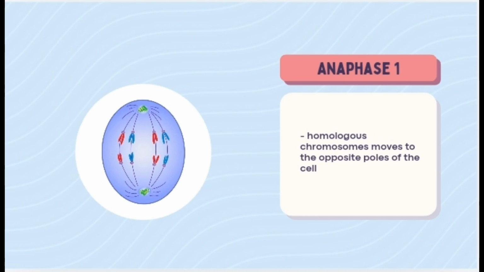Here are some other things that happen during anaphase 1. First, the homologous chromosomes separate. Microtubules disassemble and contract, pulling homologous chromosomes toward opposite ends of the cell. The second one is that sister chromatids remain attached. Sister chromatids of each chromosome remain attached to one another, maintaining the chromosome's X-shaped structure. And lastly, the daughter cells have half the number of chromosomes. Each daughter cell resulting from meiosis 1 has half the number of chromosomes as the original parent cell.